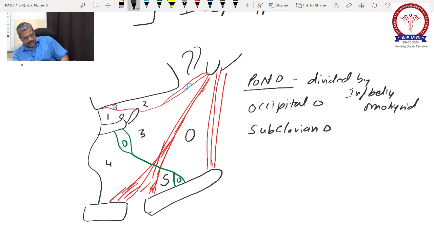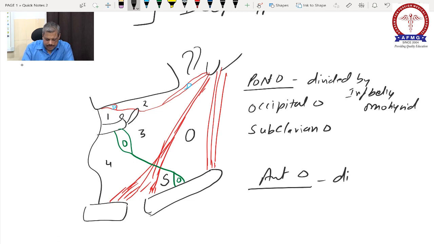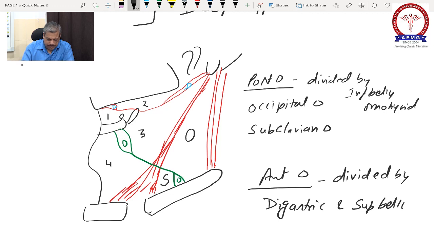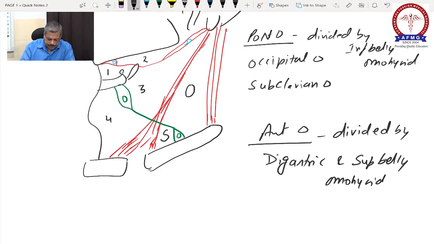This is divided by the inferior belly of omohyoid. Now the anterior triangle, this is divided by 2 muscles. It is divided by the digastric muscle and the superior belly of omohyoid into 4 parts.